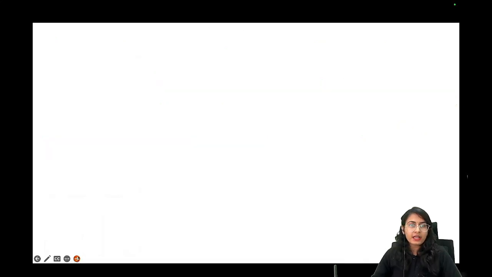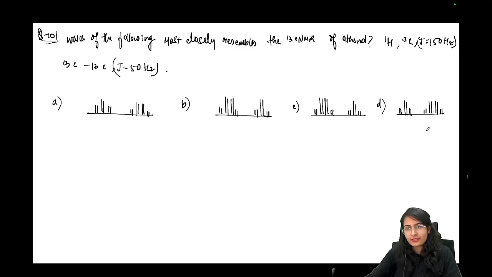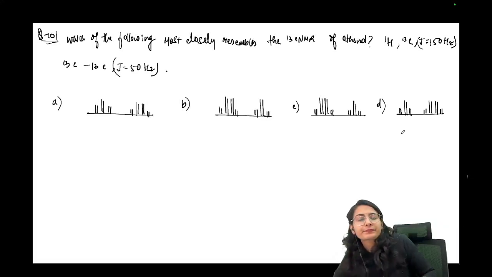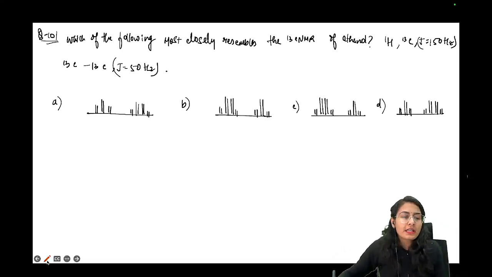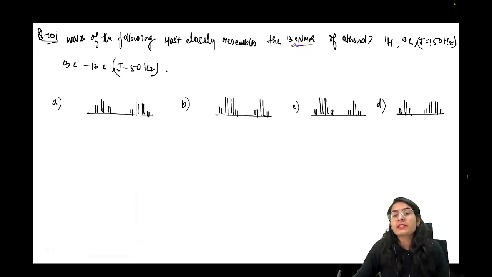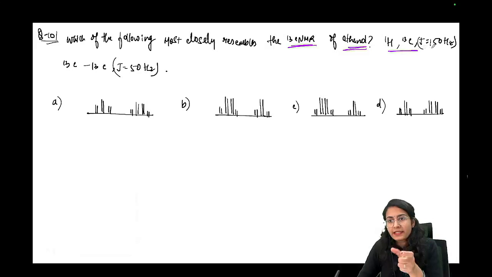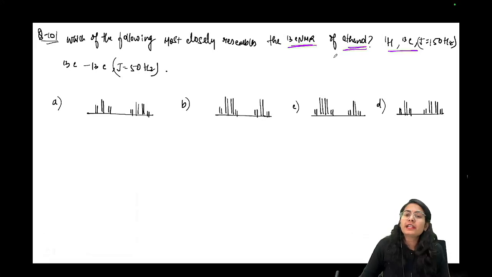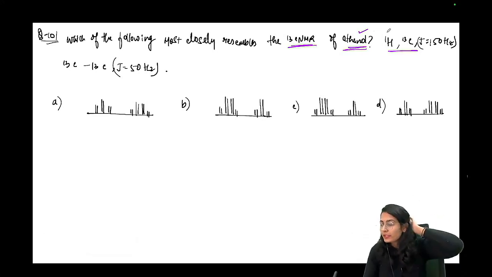Okay? Let's move ahead to question number 10. By the way, this is a TIFR question. All right. So it is the same question again that we have done previously. Which of the following most closely resembles the 13C NMR of ethanol when the hydrogen and carbon coupling is higher than the carbon-carbon coupling? Just that. Only that you have to understand. It is about ethanol, how ethanol is going to look.